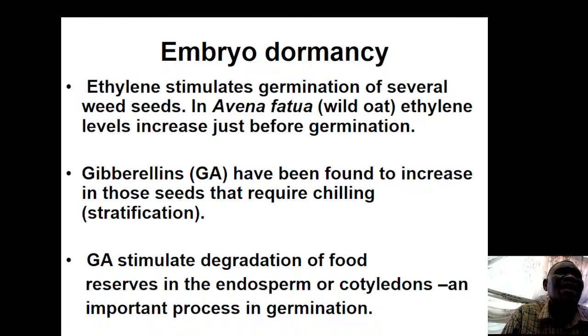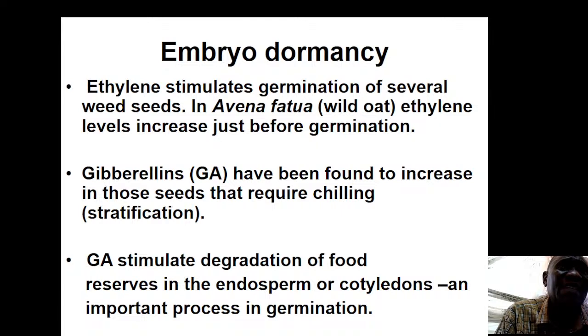Now, embryo dormancy may also be controlled by a number of substances or hormones. Ethylene can stimulate the germination of several weed seeds. In Avena fatua, ethylene levels increase just before germination. So ethylene levels within seeds can regulate germination in Avena fatua.